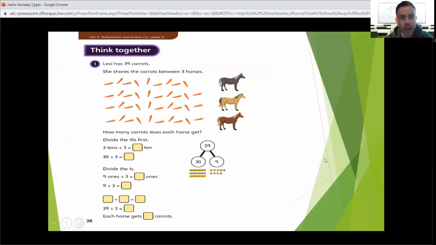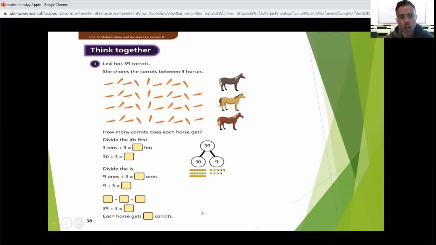Couple more. What have we got now? Lexi has got 39 carrots. A lot of carrots in it. She shares the carrots between 3 horses. How many carrots does each horse get? So we've got the carrots. There's 39. Luckily, we didn't have to count them all. And there are 3 horses.